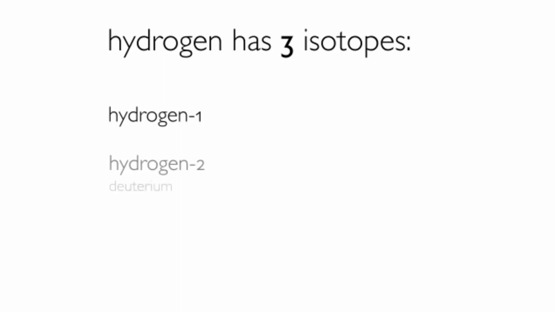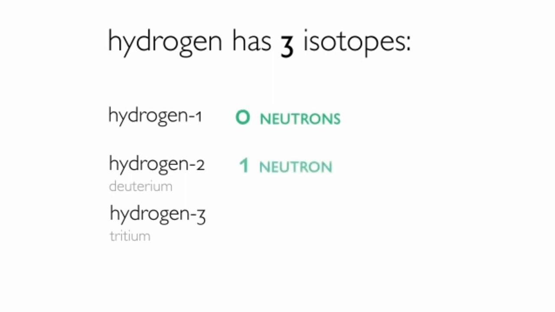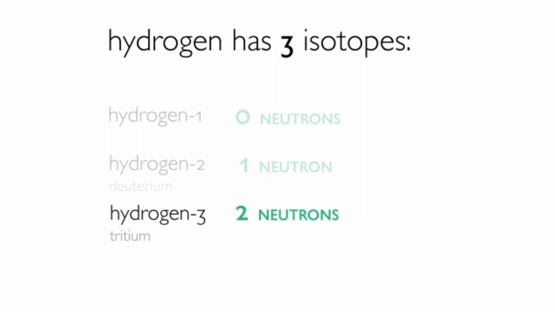Hydrogen-1, hydrogen-2, also called deuterium, and hydrogen-3, also known as tritium, are the three isotopes of hydrogen. They have 0, 1, and 2 neutrons respectively. Tritium is the heaviest isotope of hydrogen as it has a larger mass number.